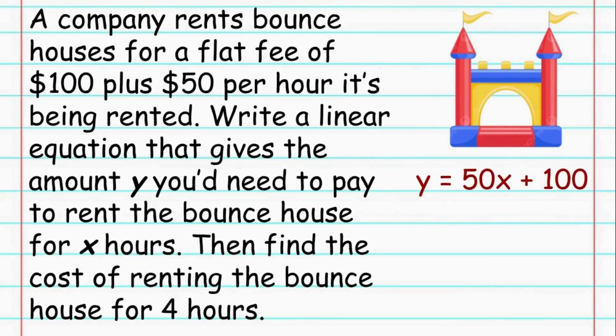y equals 50x plus 100 is the equation that gives the amount y you'd need to pay to rent the bounce house for x hours. We see that x is our number of hours. We multiply $50 by that number of hours, $50 per hour. But let's not forget that flat fee of $100, which we add on to the $50 per hour fee. That would give us y, the amount we would need to pay for the service.